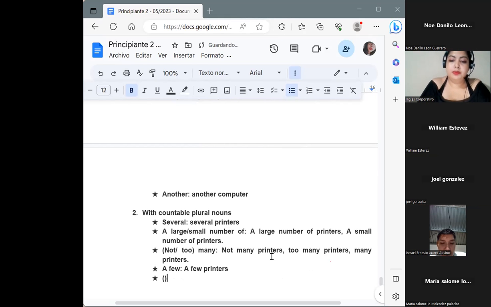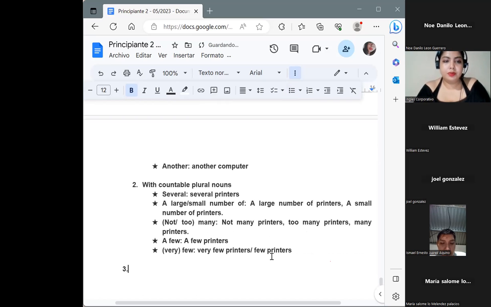Very. Y aquí, few. Muy pocas, ¿verdad? Very few printers. O simplemente decir, few printers.